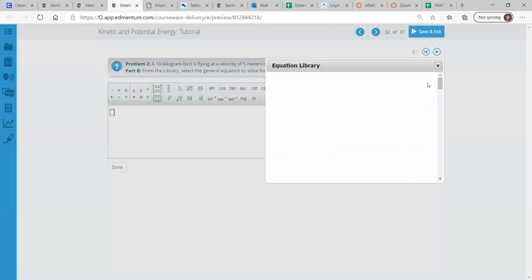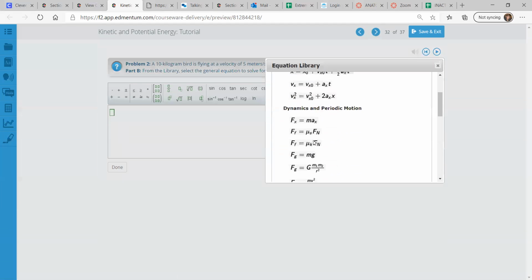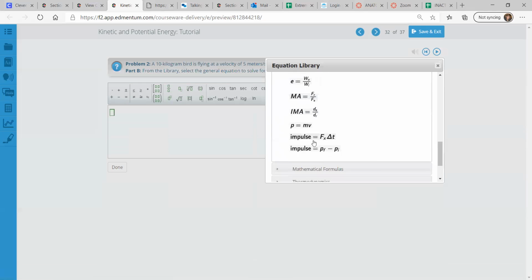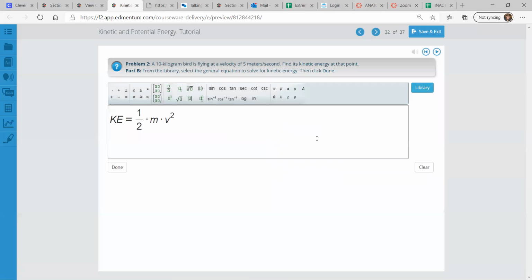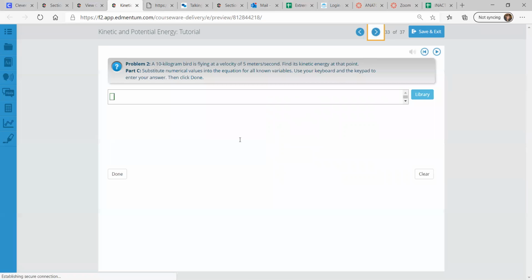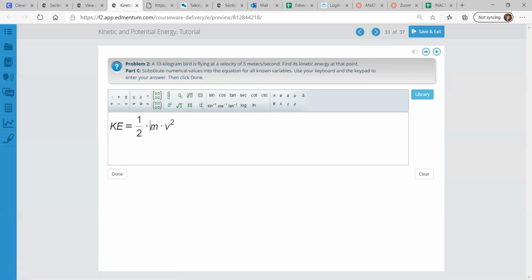So click on the library, look under energy and momentum, and look for KE, 1/2 times mass times velocity squared. That is the correct general equation. And now we're going to use this and just plug in the numbers we need. The mass, it's a 10-kilogram bird, and the velocity is 5 meters per second squared. And that's all you need to do for that.